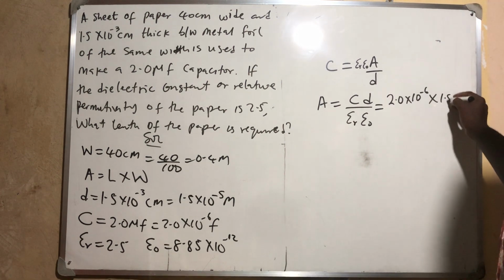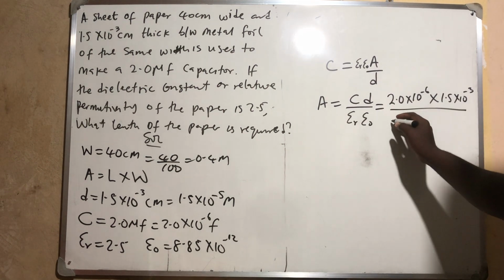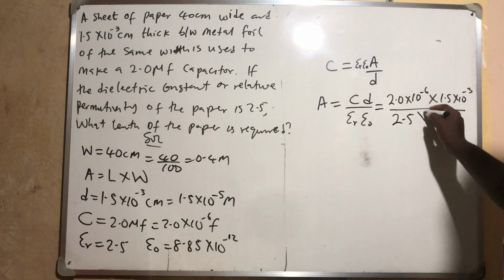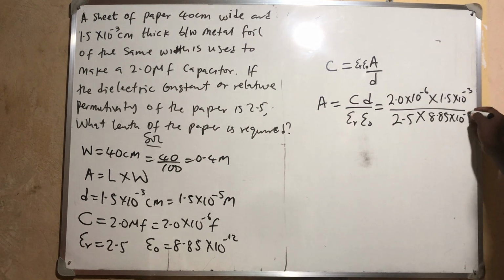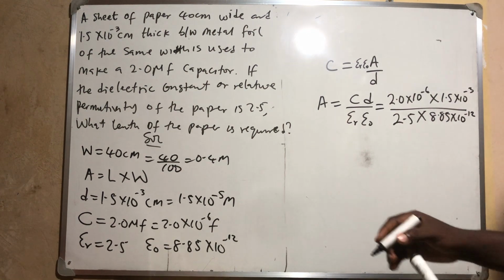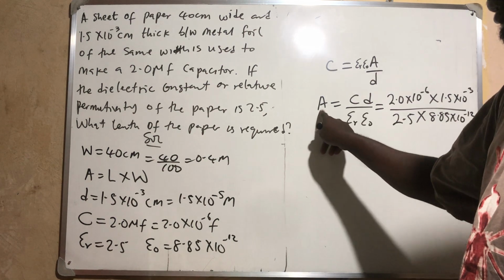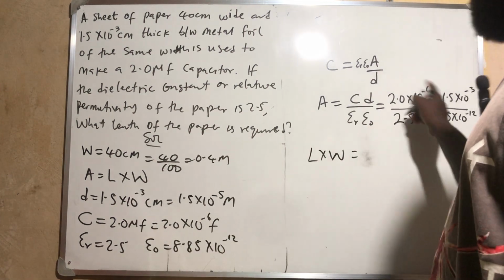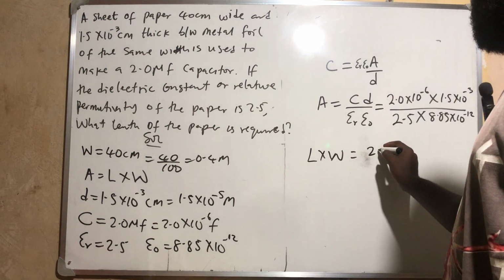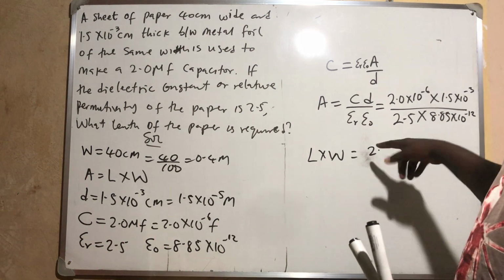The distance is 1.5 times 10 raised power minus 3, now divided by 2.5 times 8.85 times 10 raised power minus 12. All right, so that is my area. But I know that area is the same thing as length times width. So length times width is equal to all these things. Just do this, you get an answer.